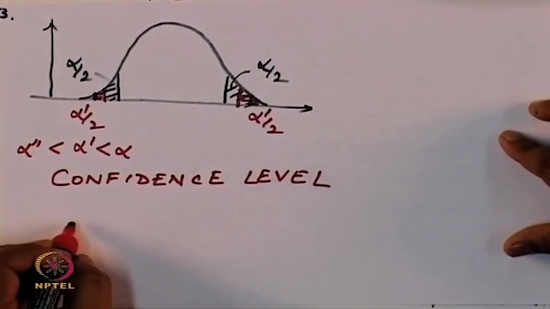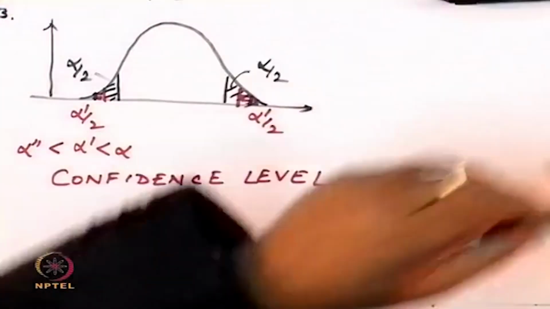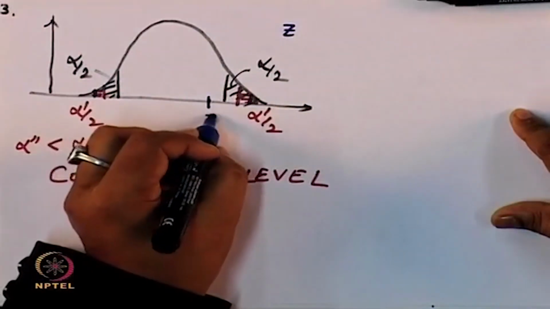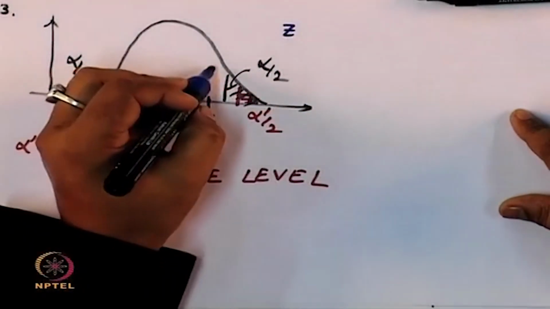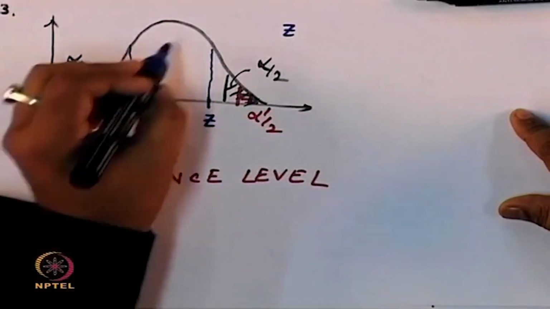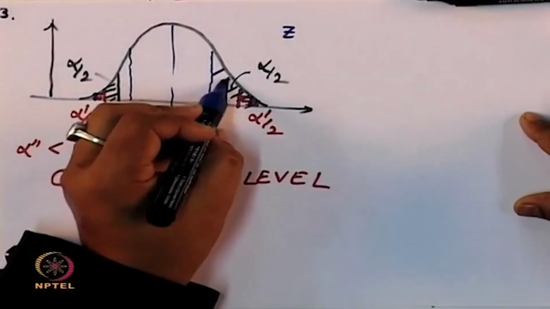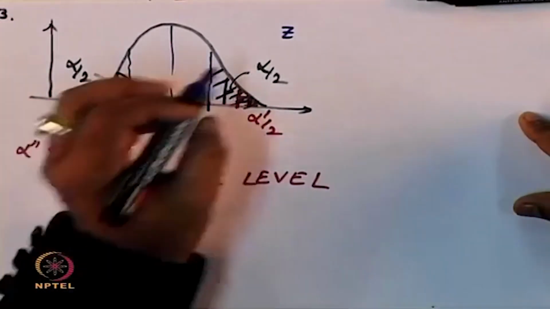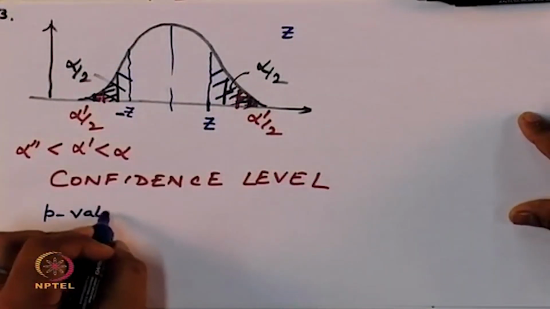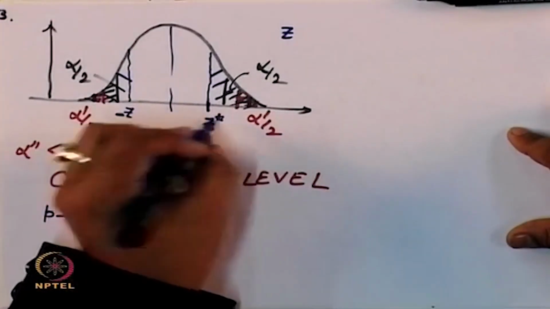Okay. What the p value is: let us say you have calculated a particular value of the test statistic, the z statistic, and let us say z is this one. Then for a two tail test, this should be minus z. For a two tail test, the area under this whole curve is the p value.